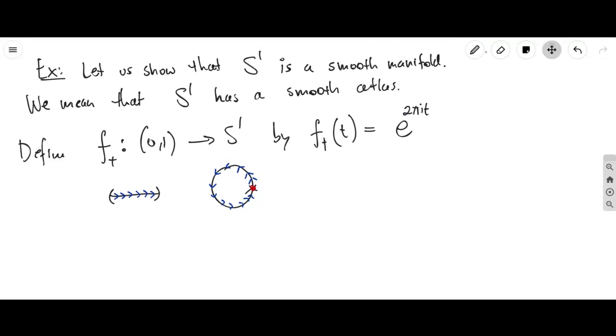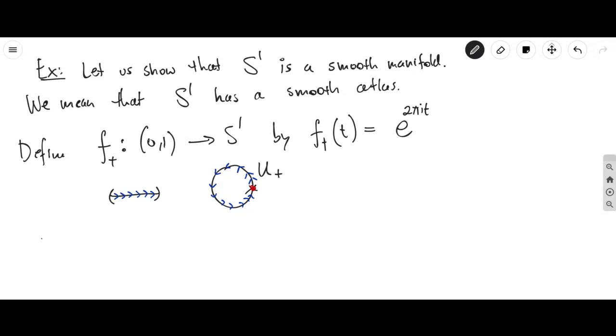So the image of this open interval does not cover the entire circle. To have an atlas, it means you have to have a collection of mappings so that the open sets you get on the circle, the union will give you S1. So this is a homeomorphism of this onto an open set. Let's call this open set U plus. That's an open subset of S1.